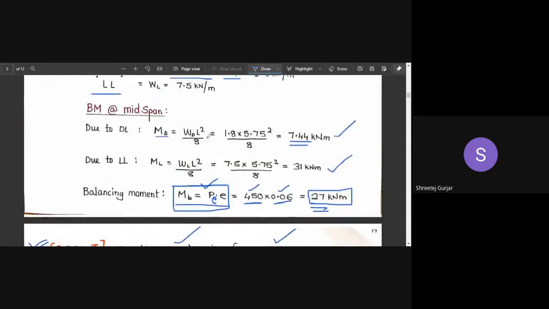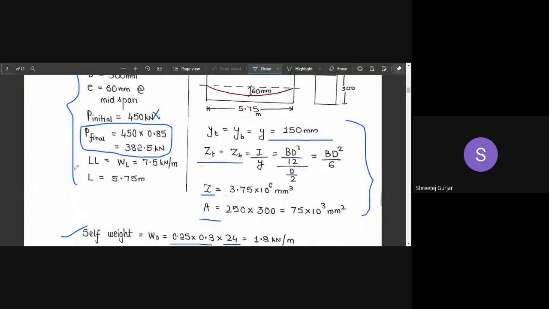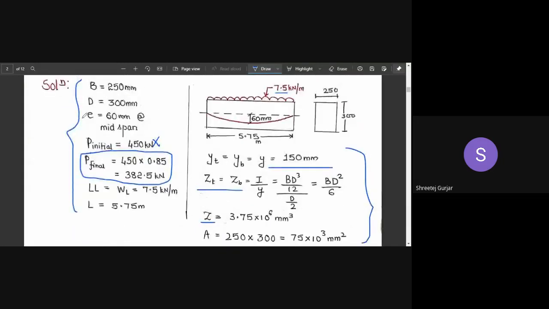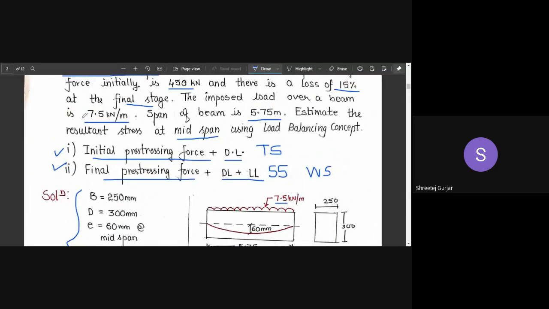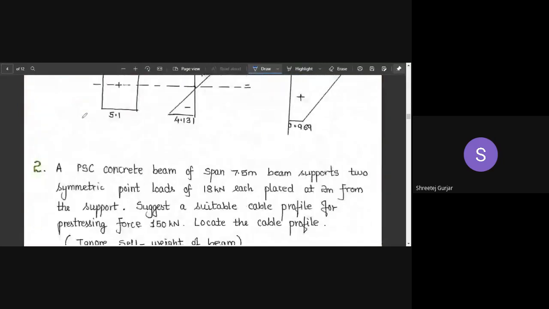So this is regarding your first numerical, very easy, right? Rectangular section, parabolic type of cable, and initial pre-stressing and final pre-stressing have been given, with two cases, transfer stage and working stage. So you have calculated all the resultant stresses at midspan at the transfer stage and at the working stage. The last numerical we will solve today is the second numerical.